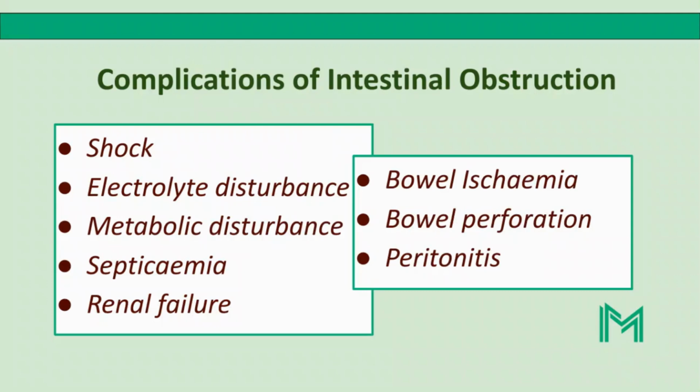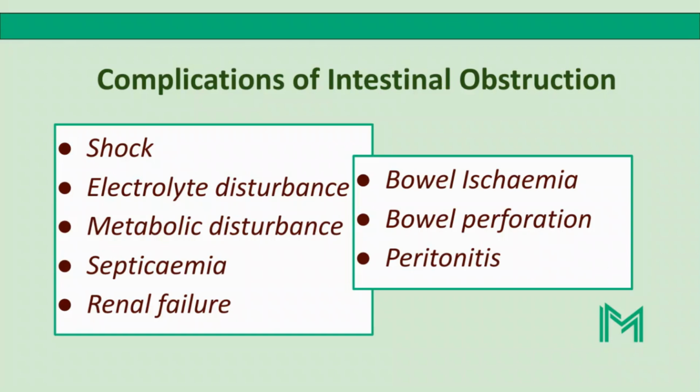Now, let's look at other complications of intestinal obstruction. We have seen shock, we have seen electrolyte disturbance, but let's talk about metabolic disturbance. In metabolic disturbance, usually when the obstruction is high up, when it involves a small bowel, the patient can have what we call a metabolic alkalosis. The reason being that in the small bowel, the intestinal secretions are usually acidic. So you lose a lot more of these acidic secretions because of the vomiting. And that tips the patient into a metabolic alkalosis. On the other hand, in large bowel obstruction, what you lose is alkaline secretions. So the person is tipped into a metabolic acidosis.